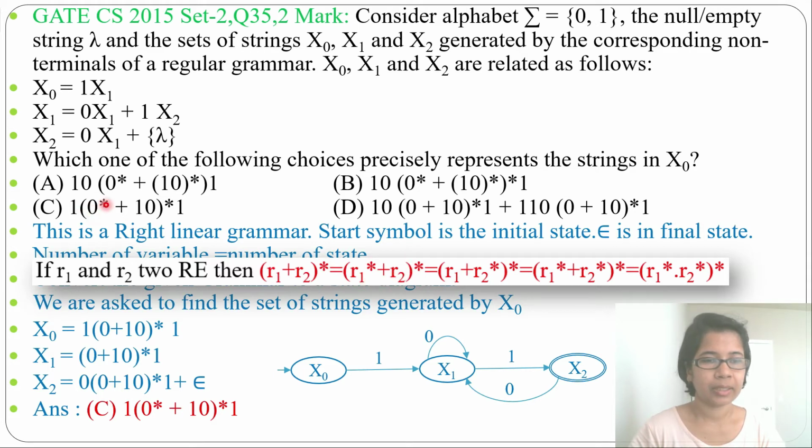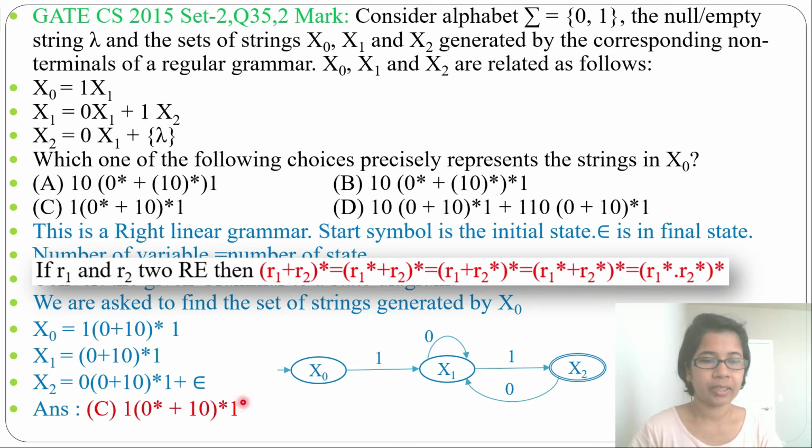Here this 0 plus 1, 0 whole Kleene closure is equal to 0 Kleene closure plus 1, 0 whole Kleene closure. During the regular expression lecture, I discussed this. We are just using this. Okay. So the answer will be C. So what I did, this is a right linear grammar. From the right linear grammar, I derived the state diagram. Then from the state diagram, I found the regular expression that is generated by that state.